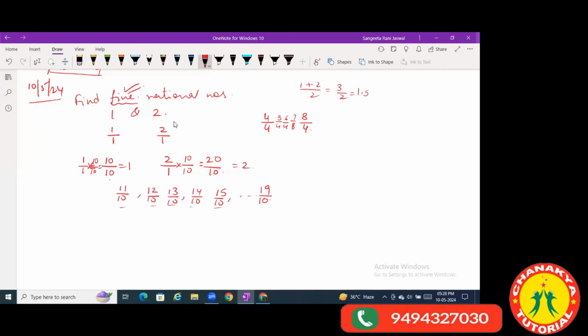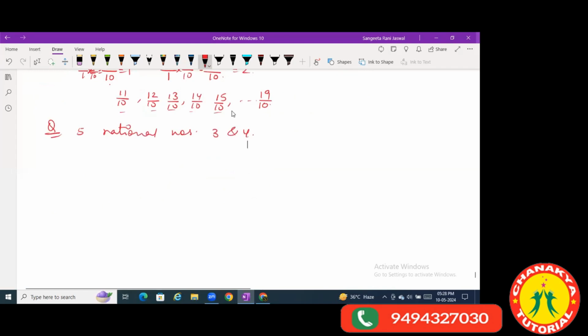Now suppose we want to find 5 rational numbers between 3 and 4. How will you do that? Let's do it as Harshit is saying. There is another way of doing that. If I have to find the center point, the middle number between 3 and 4, I will take the mean of 3 and 4 and divide by 2. So I get the middle number. That becomes 7 by 2, and 7 by 2 will be 3.5.